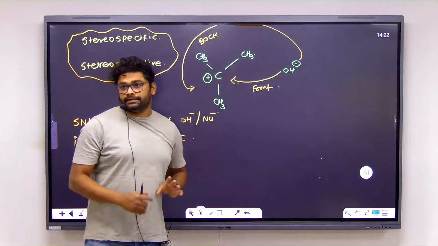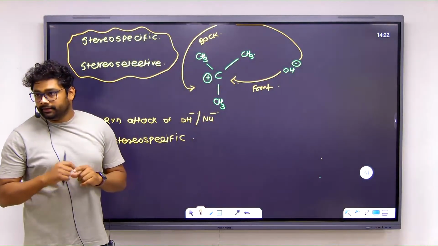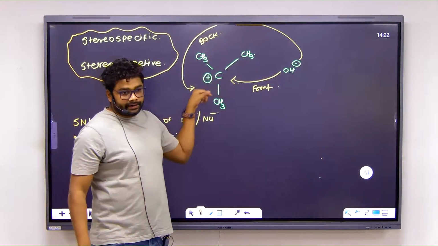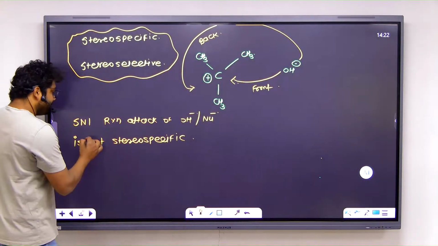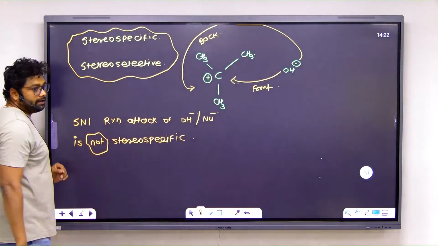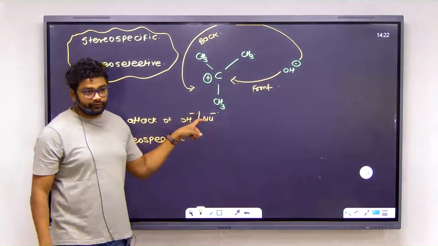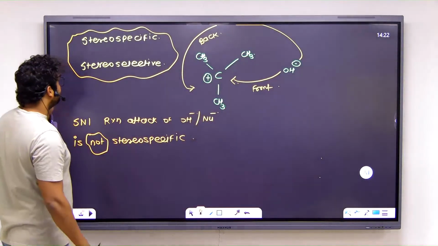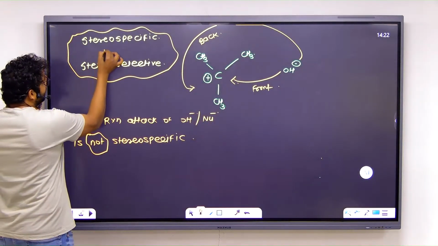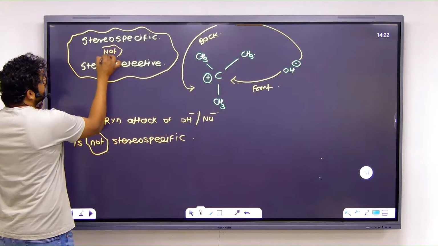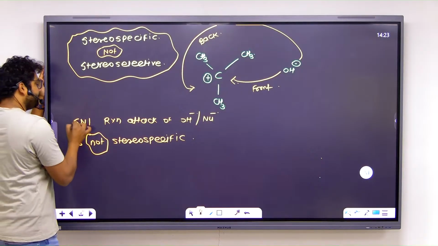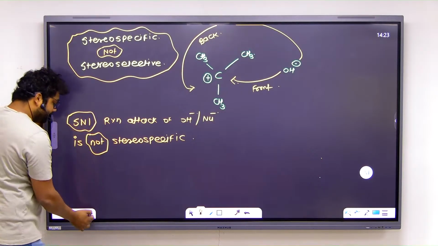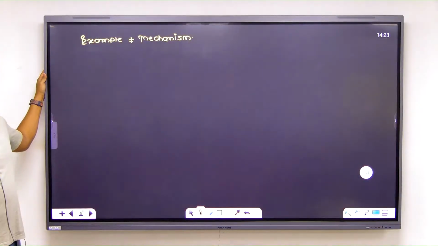Everybody is distant up to 120 degrees from first, second and third. So that's why you can see there is no specific attack followed by the nucleophile. Therefore these are not stereo specific or stereo selective. I'm talking about the same reaction called as what? An SN1 reaction.